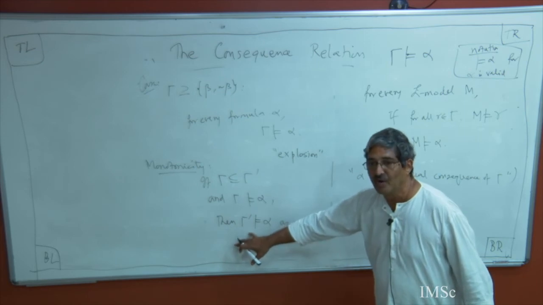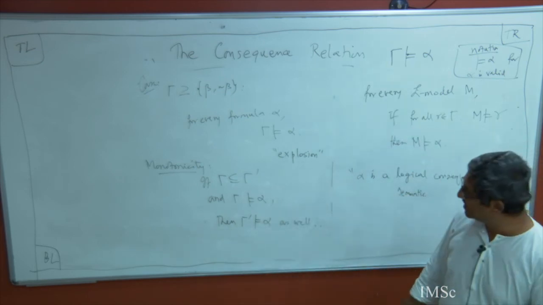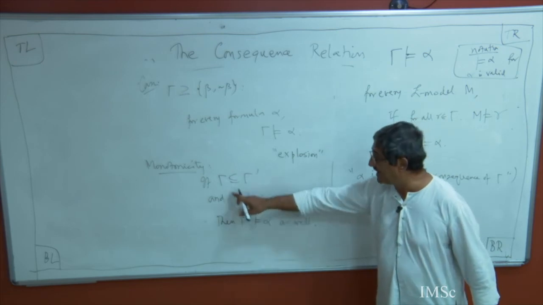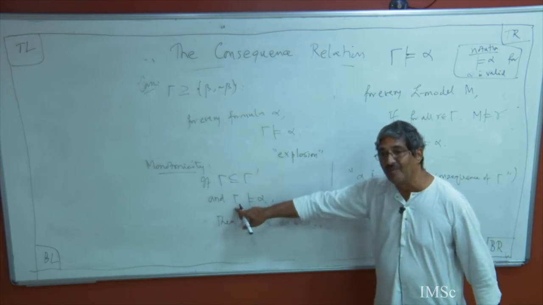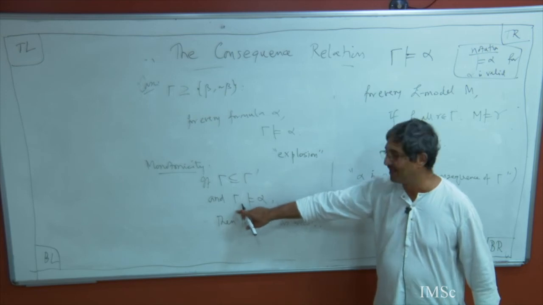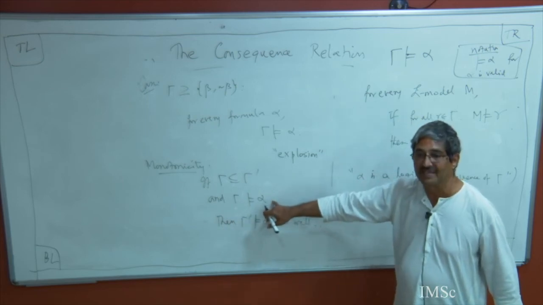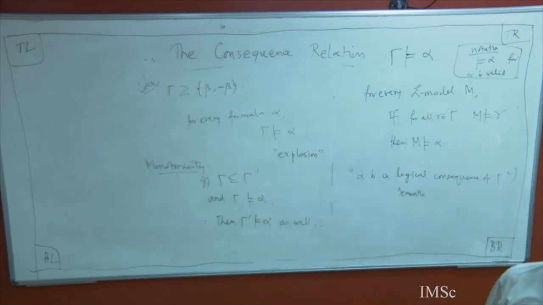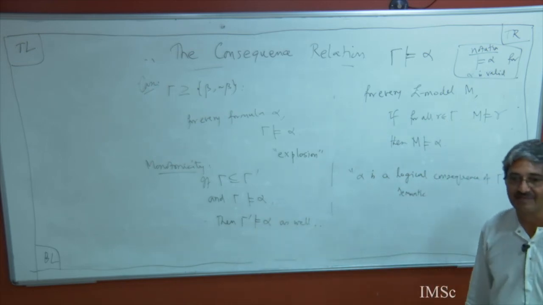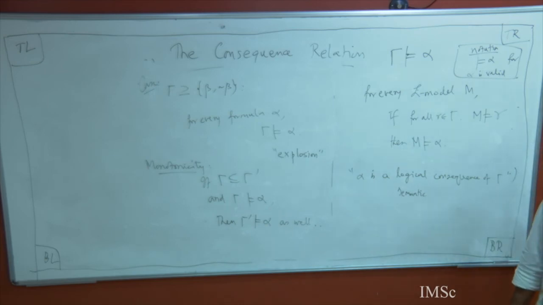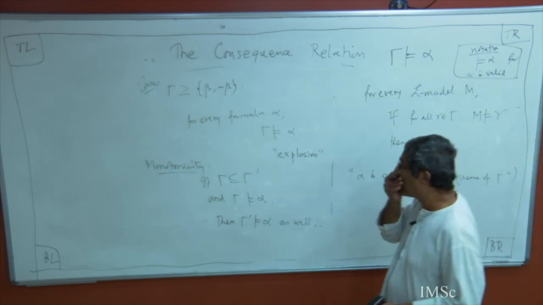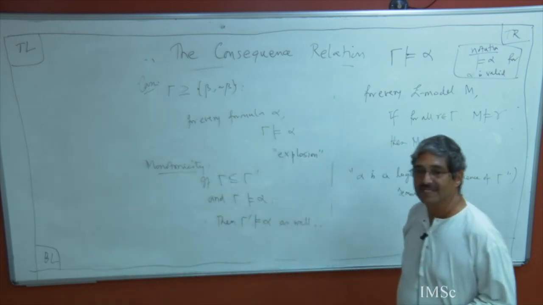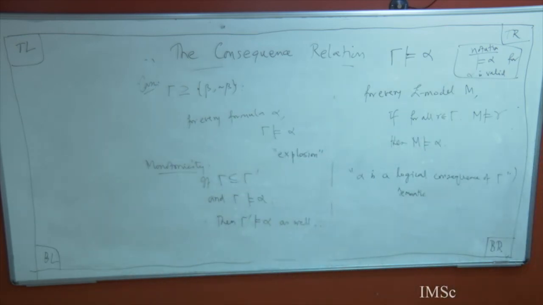To prove this, what should I do? Take any model M. Suppose it makes all of gamma prime true. Well, then gamma is contained in it, therefore it must make all of gamma true as well. Therefore, by assumption, that model satisfies alpha, and we are done. This is a very important property of this consequence relation. These are probably the two most important properties that you should keep in mind.